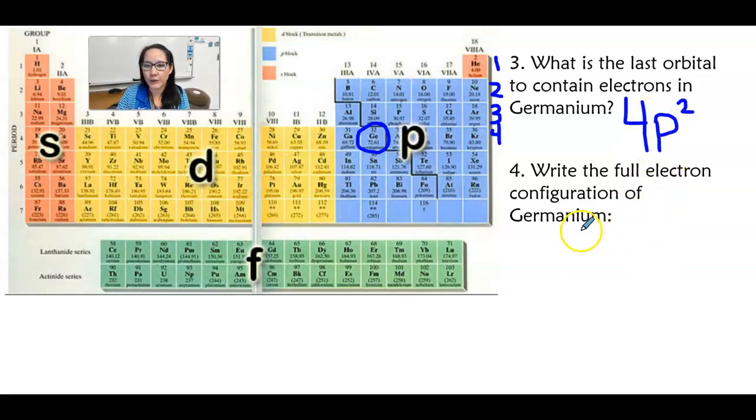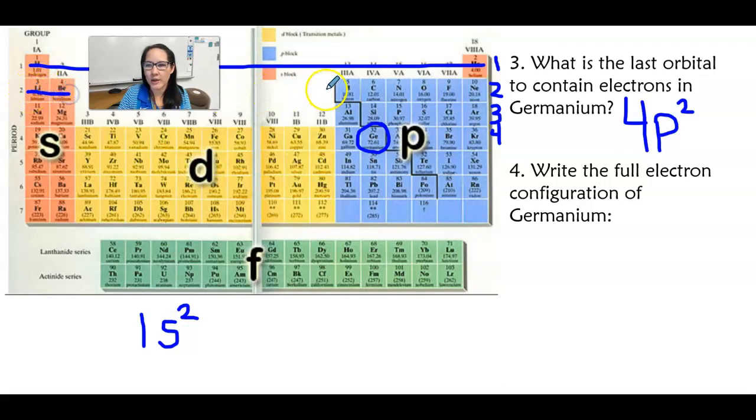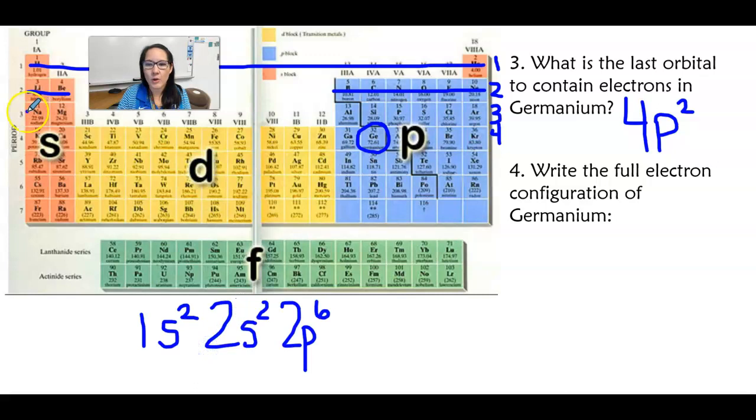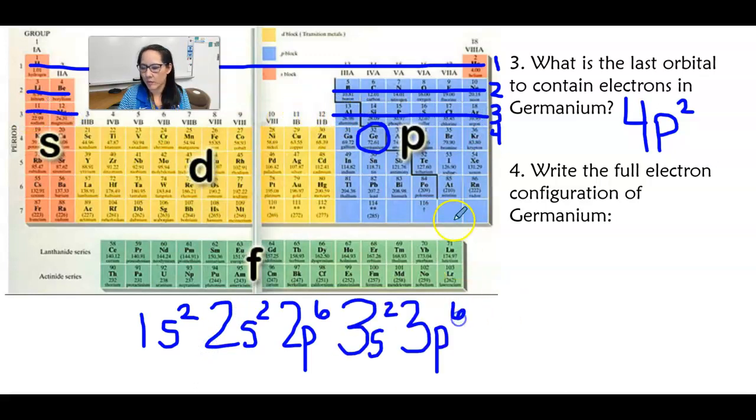So now let's write the full electron configuration. We have our first row, it's going to go 1s2. Second row, we're going to say 2s2, 2p6. Third row is going to say 3s2, 3p6. And now we're on the fourth row. This is tricky. 4s2, and then right here we get a change in row number.